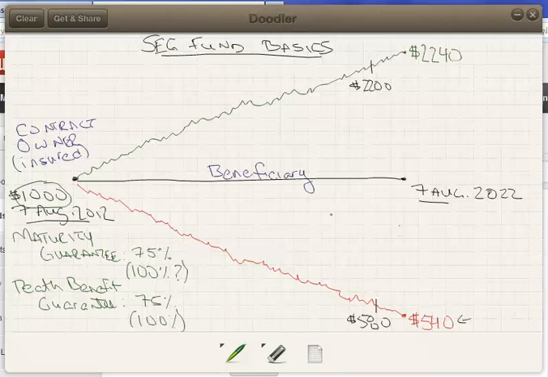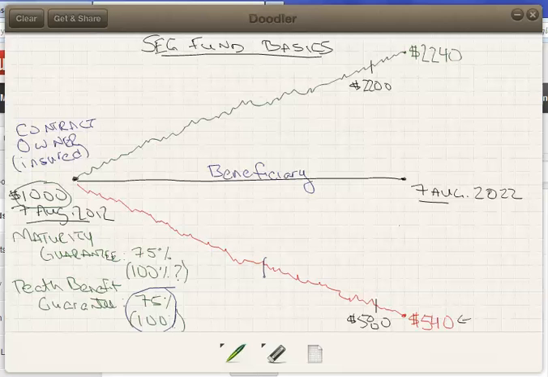So we've looked at the basics of the segregated fund. We looked at how the maturity guarantee works. We know that there is a death benefit guarantee. It's important to understand how that death benefit guarantee works. We'll look at a couple different scenarios.